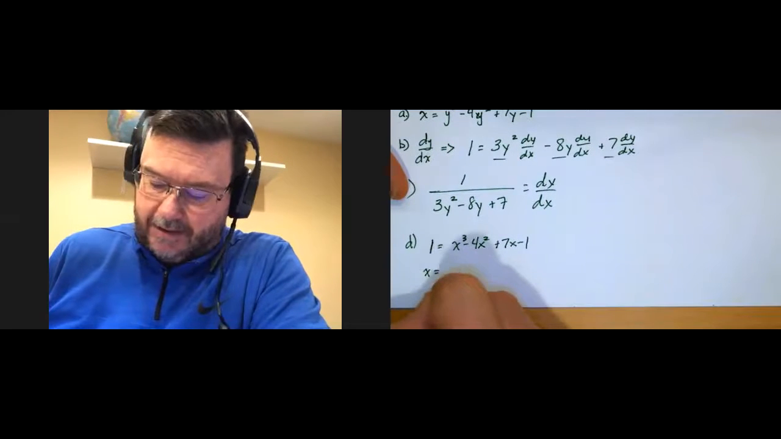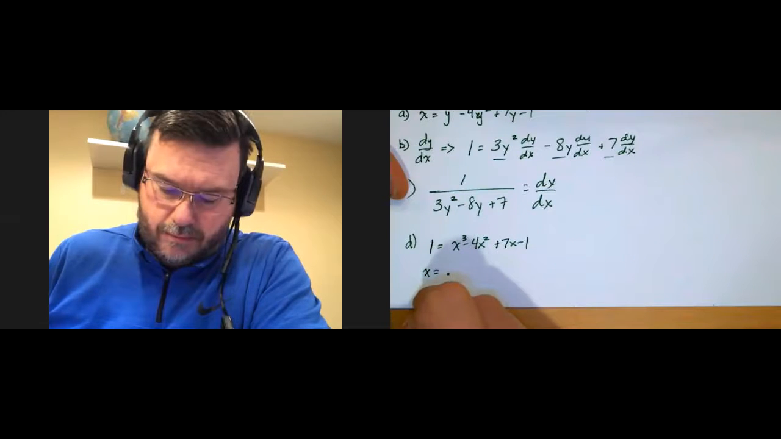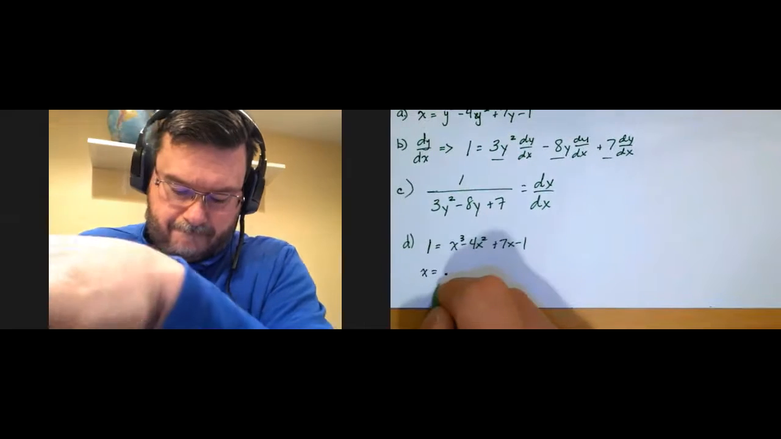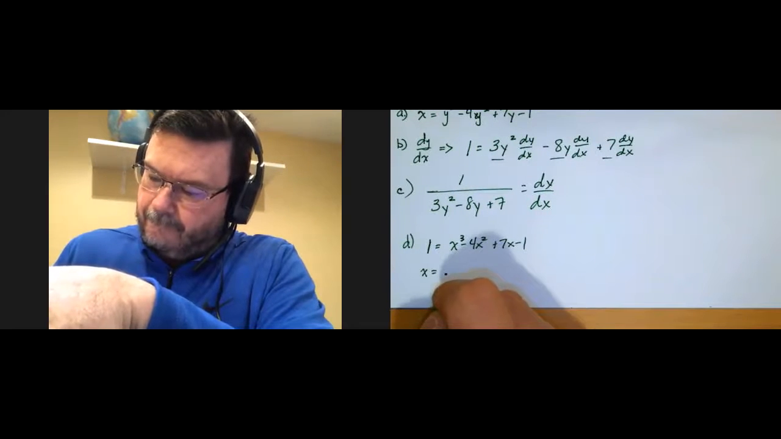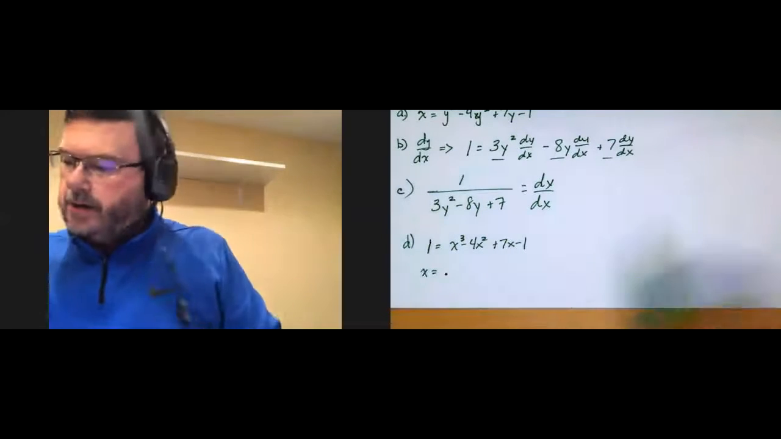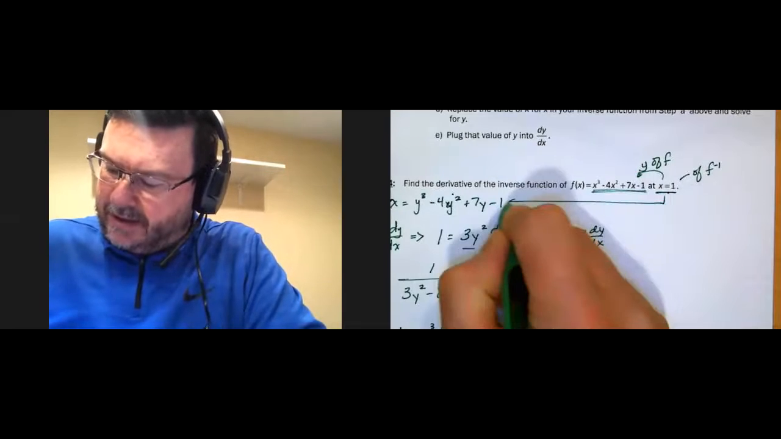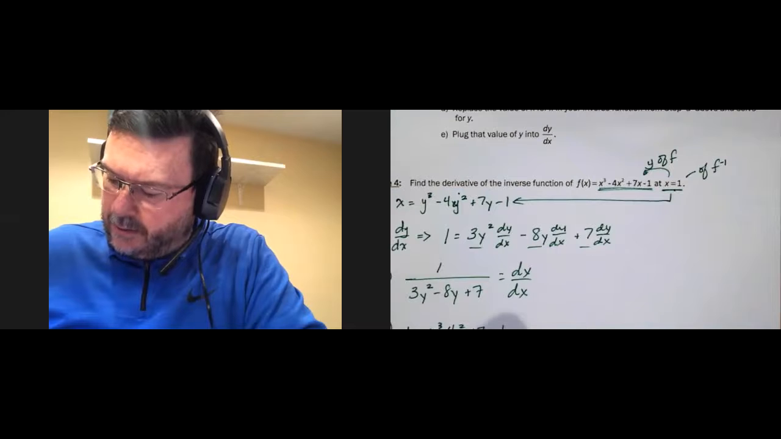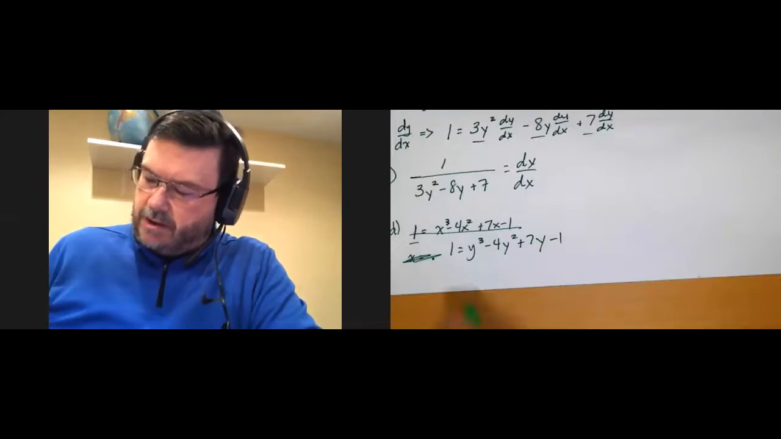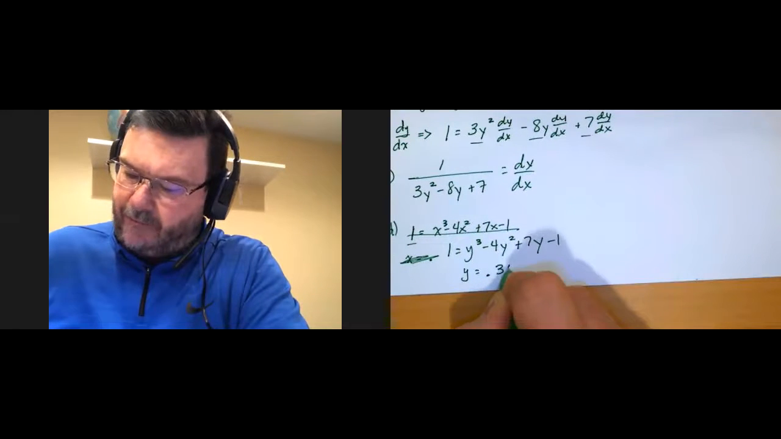So x is equal to... sorry, I zoned out there for a second. Sorry, we're going to plug this in to that one. These are going to change to y's. So 1 is equal to y cubed minus 4y squared plus 7y minus 1, and we're going to solve for y. In this case, y is equal to approximately 0.349.